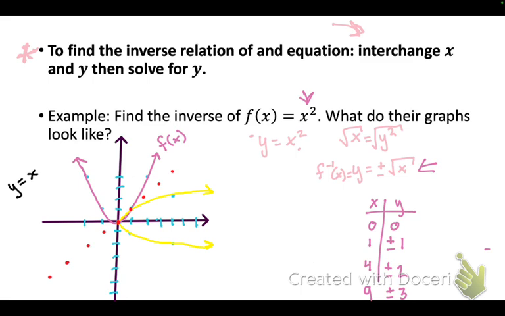Where'd you get y equals x though? I'm just telling you that it reflects across that line. It's called the identity line. Every single graph that are inverses of each other reflect across that line because you're interchanging the domain and the range, the x and the y. They don't reflect over the x. No, they reflect over y equals x.